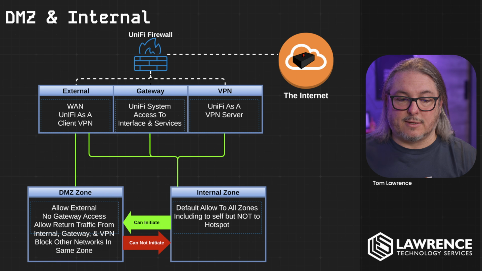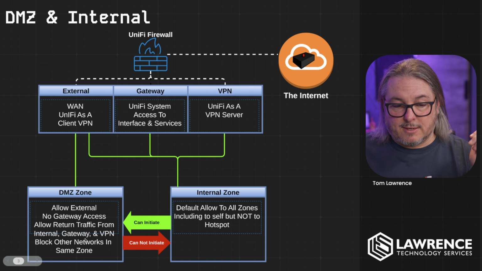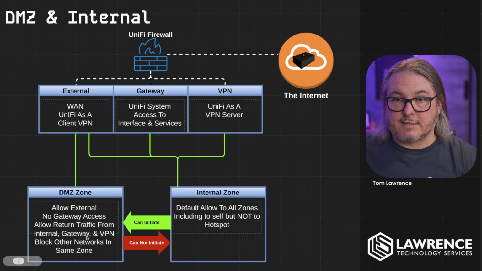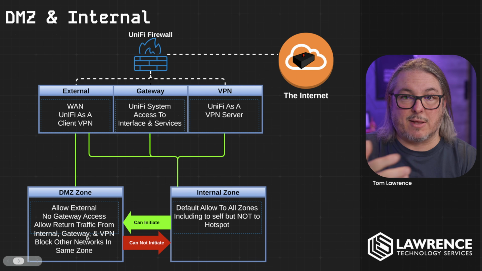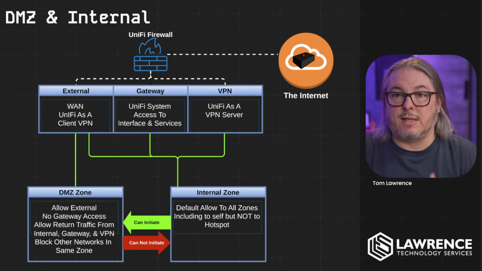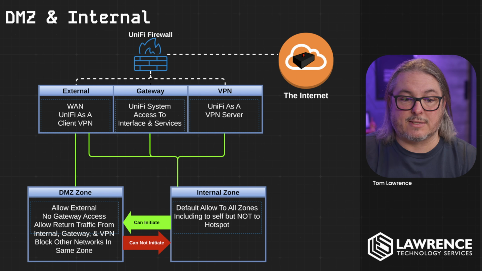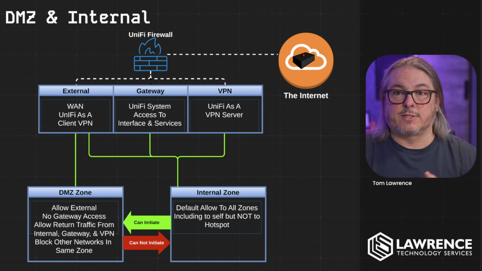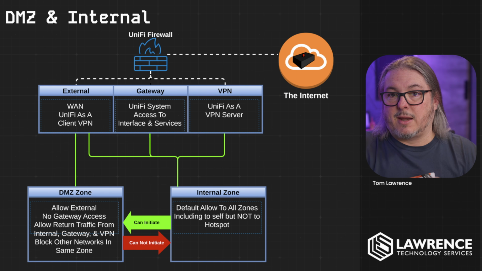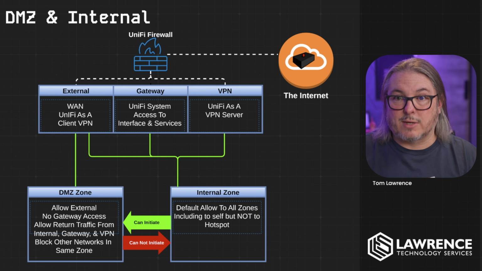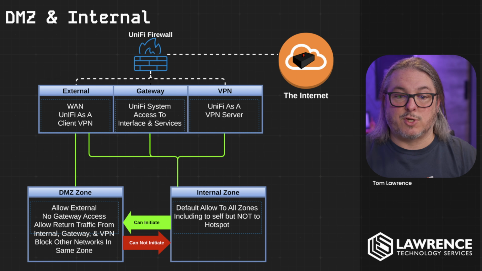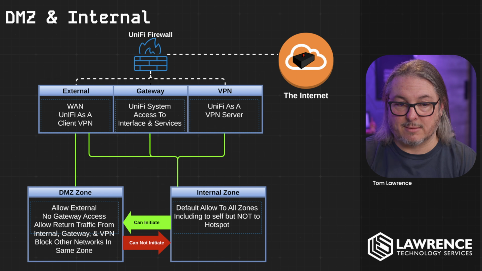Now, this has the allow return traffic. It does, though, block access to things like the interface on the gateway. So if someone were to get into the DMZ or have something connected there, they won't get to the web interface of the UniFi itself or be able to SSH in. It also blocks other networks that are in that zone. So if you have a DMZ with a defined subnet and several more defined subnets or networks that are all in there, they can't talk to each other, but from the internal zone, you'd be able to talk to each one of those different subnets that are in the DMZ zone.